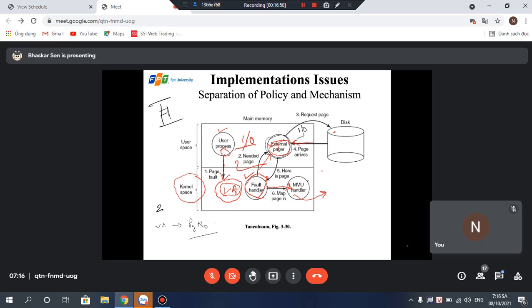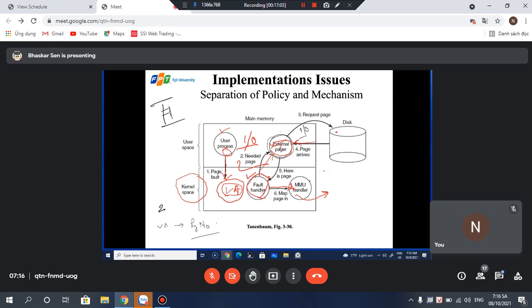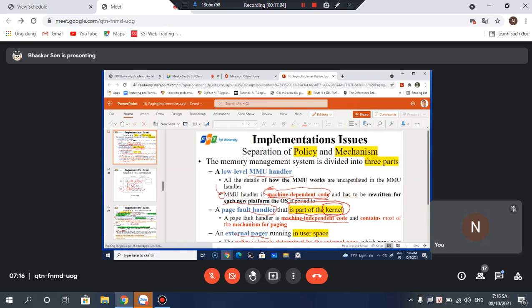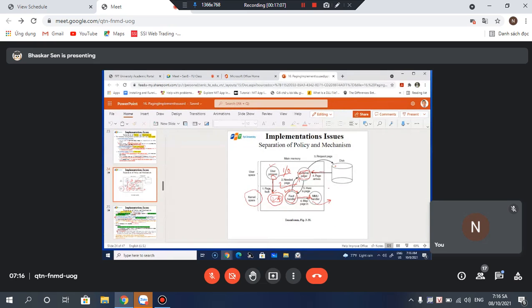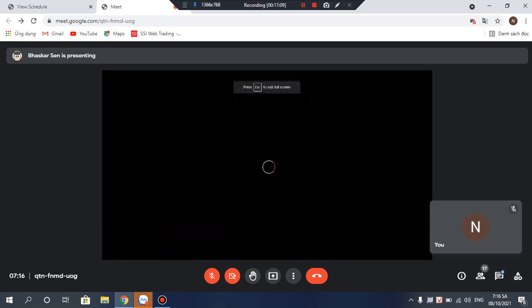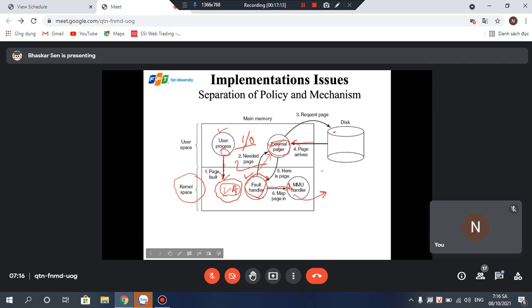Okay. Only after that, so some problems with this one. Only after that, this one will be restarted. The process will be rescheduled, and the CPU, the PC will be reset, and it will start working again. So that is how we managed this, what we call the page fault handling.